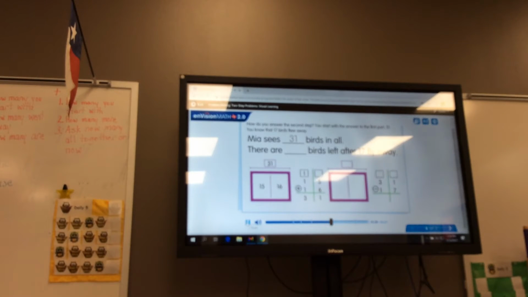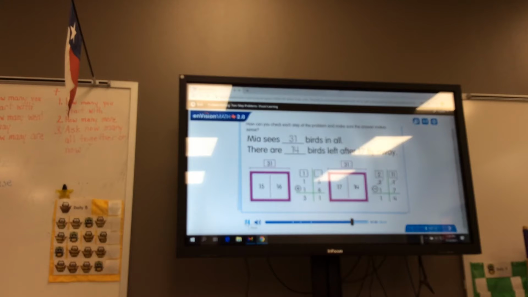How do you answer the second step? You start with the answer to the first part, 31. You know that 17 birds flew away. Then you subtract 17 from 31. The answer is 14. Yes. How many birds are left? There are 14 birds left after 17 fly away.